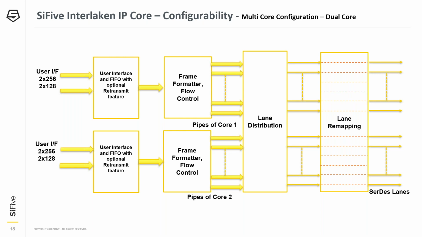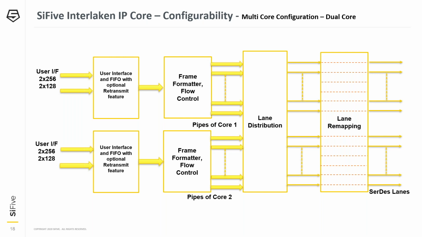However, lane distribution and the lane remapping are still the same as in single core configuration and shared across the two cores. Now, depending upon the configuration at reset, you can enable a single core only, thus making this IP behave like a single core 600G IP, or enable both cores and create two data paths of 300G each.